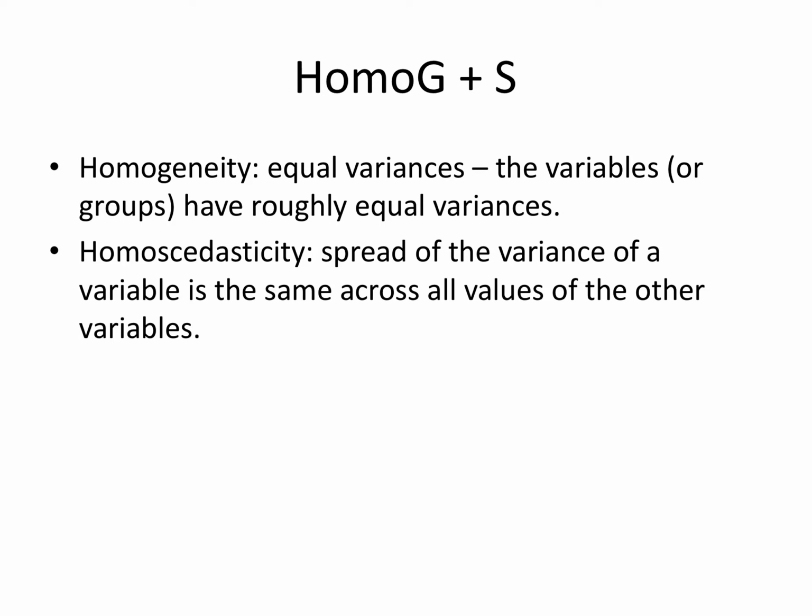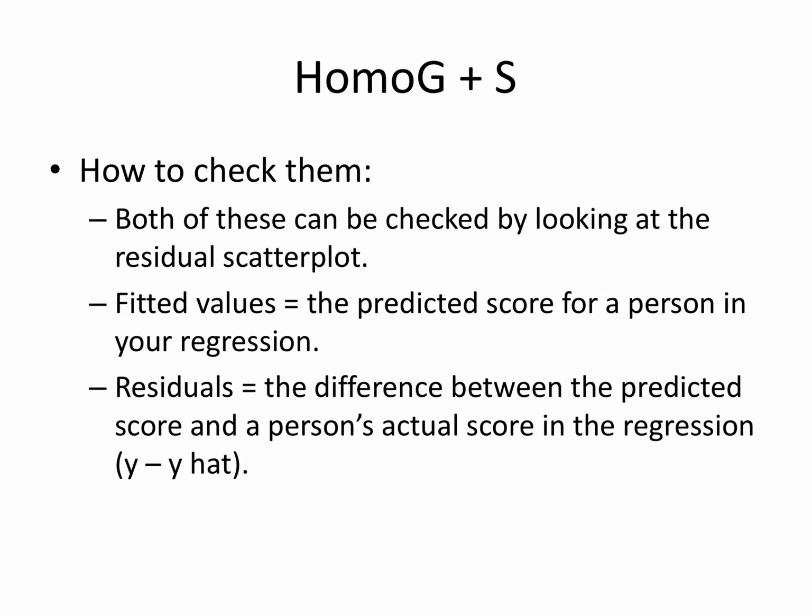Homoscedasticity is equal variance spread across the variables. So it's not really like variable 1 has equal variance to variable 2. That's homogeneity. Homoscedasticity is where variable 1 has equal variance at all points on variable 2. So it's like if you created a scatter plot of these two variables, it's not like the variance is really small on one end and really large on the other end. We're going to check these together with the same plot using a residual scatter plot.